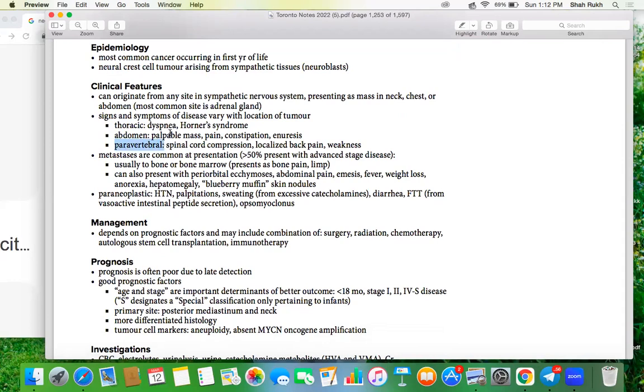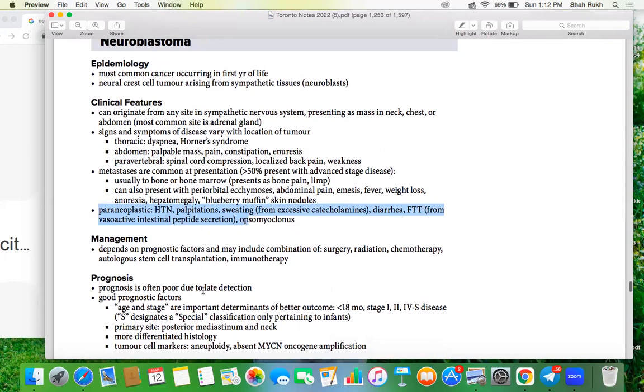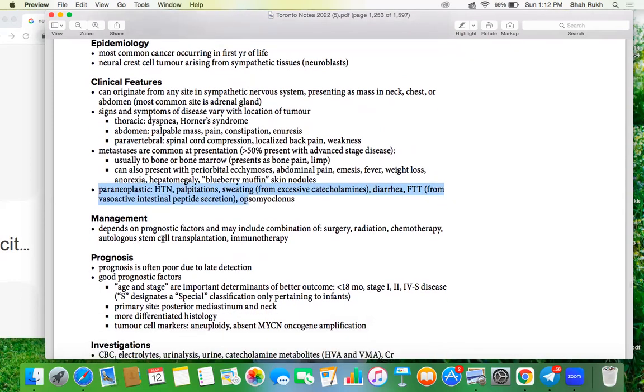So at least know these features, so it will help you to make a diagnosis. This kind of question can come in MCQ, so you need to know this. Then paraneoplastic features: it can present with hypertension, palpitation, sweating, opsoclonus-myoclonus, diarrhea and FTT. Management is basically finding out the prognostic factors, how likely the baby is to have good outcomes in life and how unlikely the baby is to survive. All of these are going to play a big role in the management.